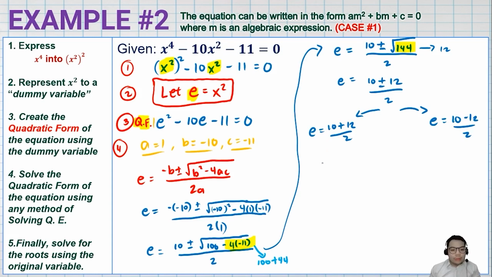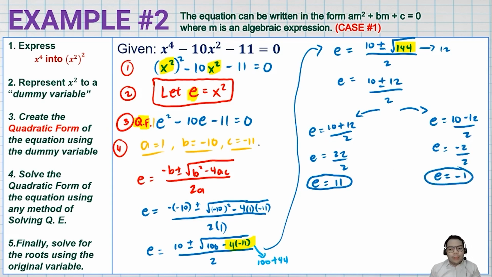So, let's solve muna yung nasa left side. So E is equal to 10 plus 12 is equal to 22 over 2. So E is equal to 11 or positive 11. Next, dito naman sa right side, yung isang value ng E natin, we have 10 minus 12 is negative 2. Then, divided by 2, E is equal to negative 2 divided by 2 is negative 1. So, ayun yung value ng E natin. And we're done with step 4. Yan, na-solve na natin yung values ng dummy variable natin na E.